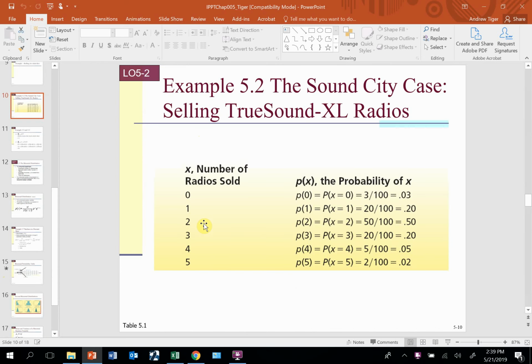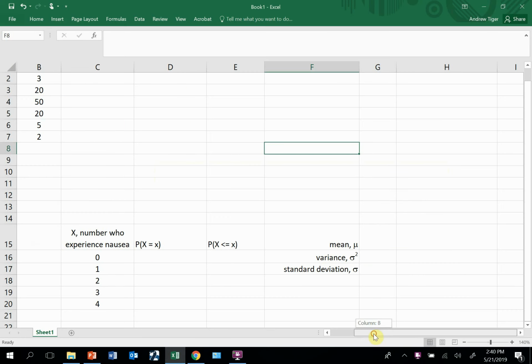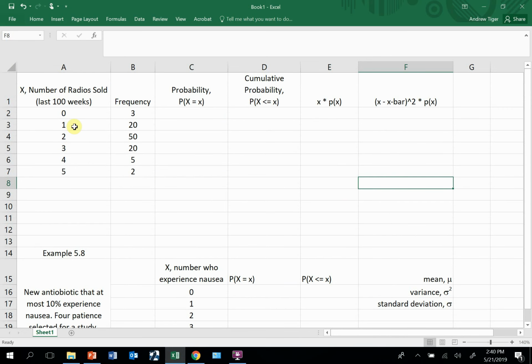What this example is, again, is how many radios are sold over, and I think these aren't days, these are weeks. So they're looking at historical information and determining, out of the last 100 weeks, how many weeks did we sell 0 radios, 1, 2, 3, 4, 5. So here's the data in spreadsheet form.